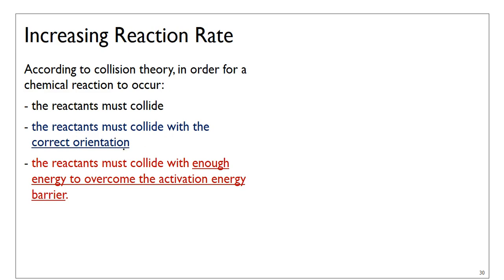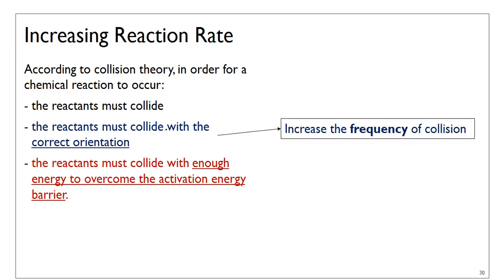So how do we improve the accuracy of orientation? That's actually quite hard. You can't actually go there and tell the reactants, make sure you collide this way, not the other way. So the only way to improve the likelihood that you're going to have a correct orientation is if you increase the frequency of collision. If more collisions are taking place, there is a higher chance that you have more correct orientation.